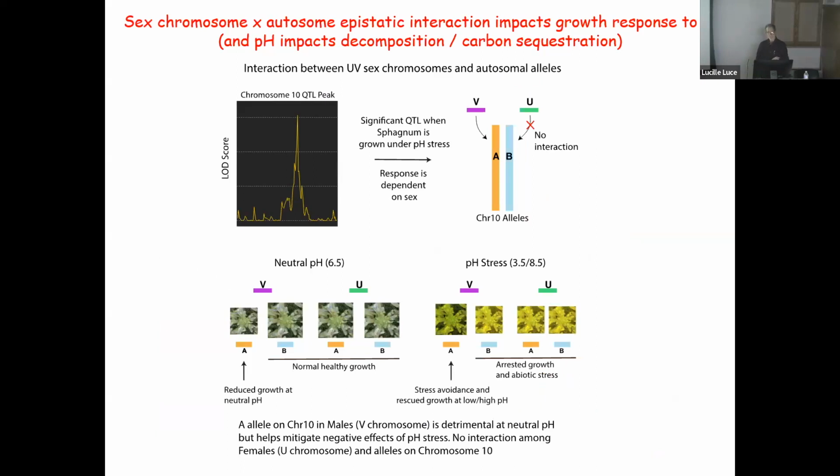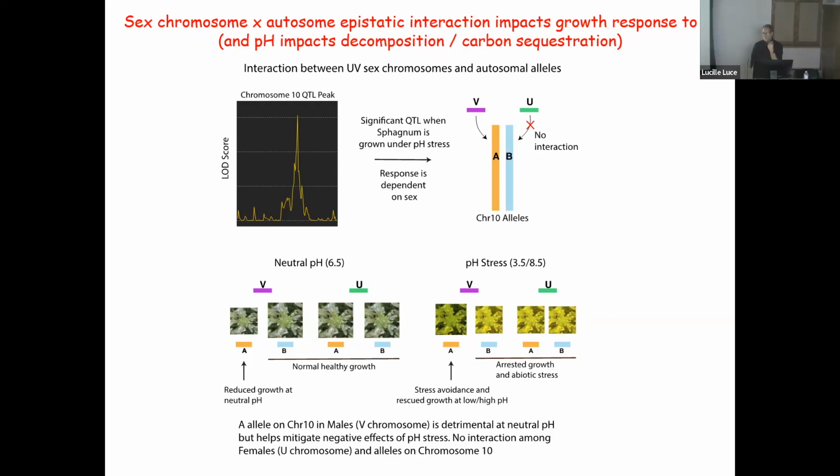Now, we did a bunch of work on the sex chromosome and its biological significance, which again I'm not going to spend a lot of time talking about, but probably the most interesting result was that we detected a QTL, from doing single spore isolates and growing them up, that impacted the growth of Sphagnum under pH stress. We identified a locus on chromosome 10 that in males is detrimental at neutral pHs, but under pH stress, either very low pH or high pH, it actually facilitated growth. It reduced the impacts of stress.